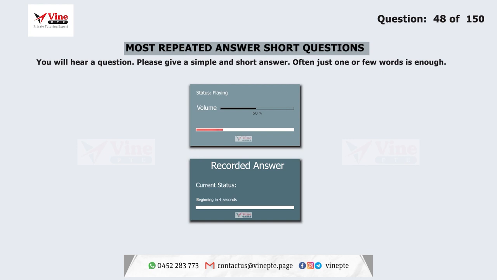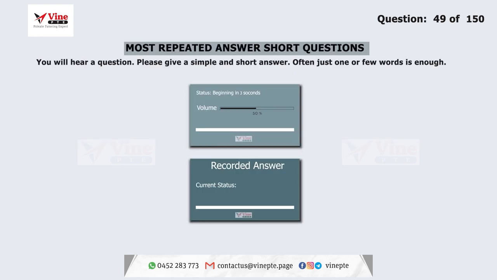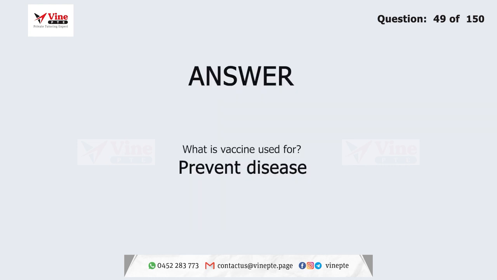What is the name of the instrument used to measure variations in temperature? Thermometer. What is a vaccine used for? Prevent disease.